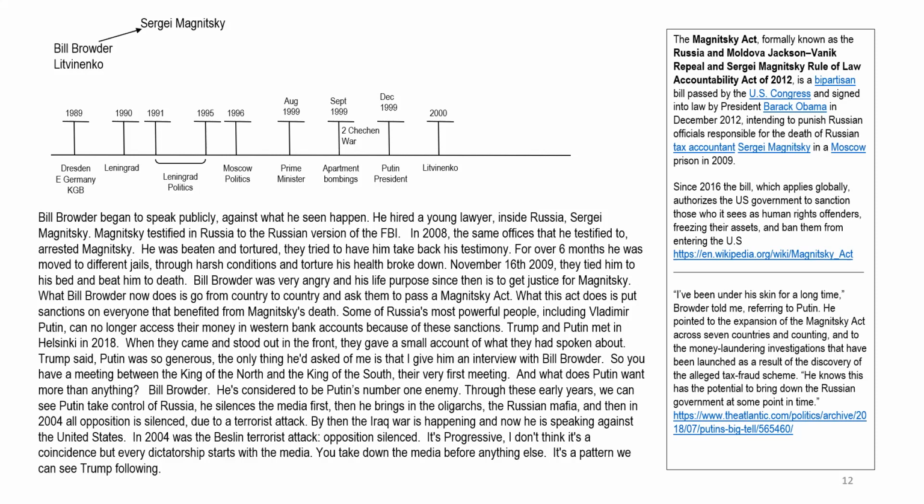By then, the Iraq war is happening, and now he is speaking against the United States. In 2004 was the Beslan terrorist attack. Opposition silenced. It's progressive. I don't think it's a coincidence, but every dictatorship starts with the media. You take down the media before anything else. It's a pattern we can see Trump following.